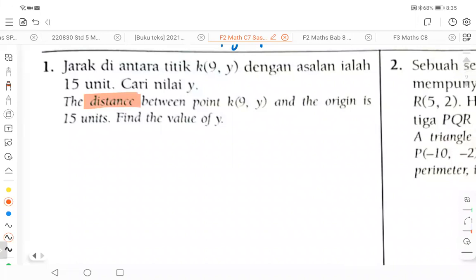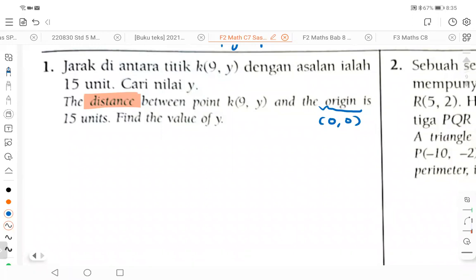Type in the chat box, what is the coordinate of the origin? Yes, Avin. Coordinate of origin, titik asalan. 0, 0. Okay, 0, 0 is the origin.